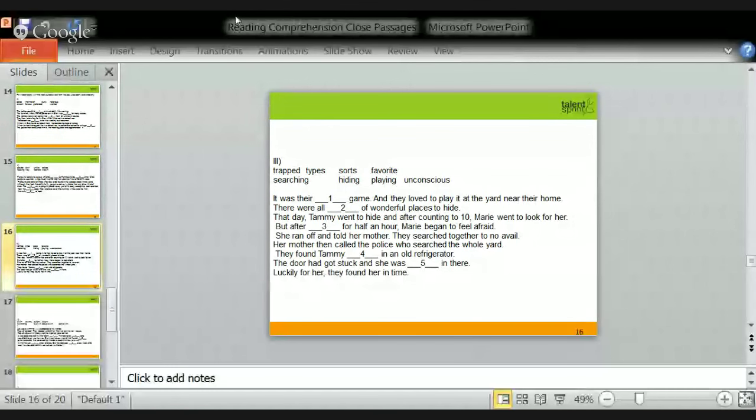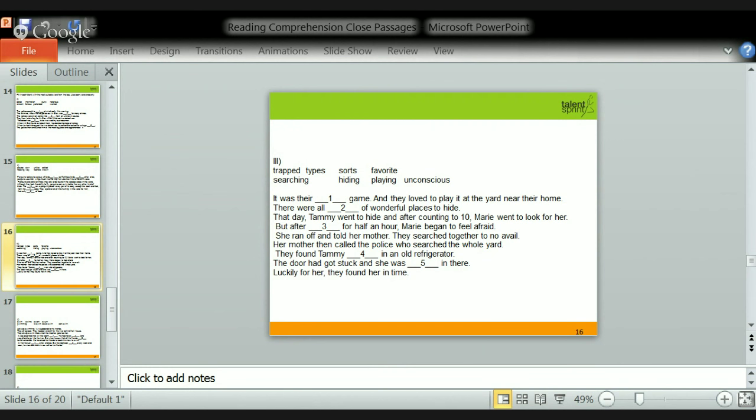Now let's look at this particular one. Sorry, yeah. Let's look at the next cloze passage. The options are trapped, types, sorts, favorite, searching, hiding, playing, unconscious. It was their dash game and they loved to play it at the yard near their home.